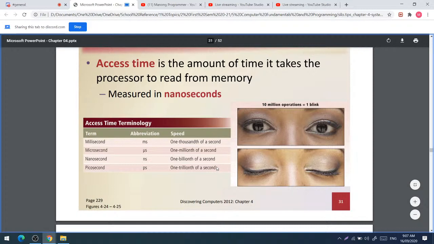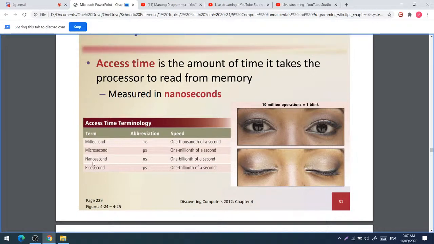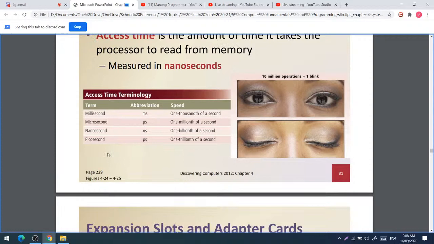Diba yung 1 second, mabilis na. Imagine this one, picosecond, nanosecond, microsecond, and millisecond. Kaya po pag nag-open tayo ng file, hindi natin napapansin na parang mabilis siya kasi ang measurement po ng access time po natin is this one. Micro, nano, pico, and milli.